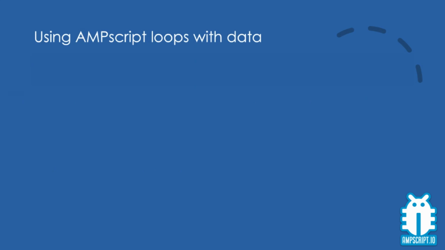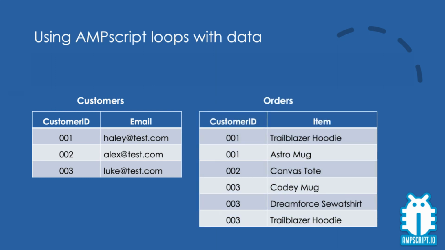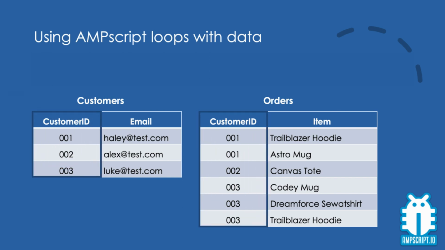In our scenario, we will be working with 2 data extensions: a sendable data extension called Customers that holds unique customer IDs and their email addresses, and a non-sendable data extension called Orders that holds the names of items ordered by our customers along with their customer IDs. The data extensions are related to each other on customer ID, and the relationship is one-to-many, which means that for each customer in the Customers data extension, we can have multiple items in the Orders data extension.